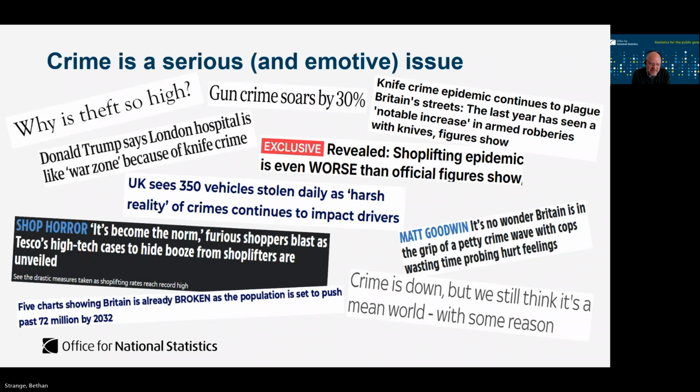And then the one on the bottom left, which I will come back to at the end, which is 5 charts showing Britain is already broken as the population is set to push past 72 million by 2032. So it's using one set of statistics that we produce, population projections, and weaving in how crime might show that we're broken already with the population set to rise. So different agendas coming in, lots of quite stark headlines drawing on that emotiveness of the issue.